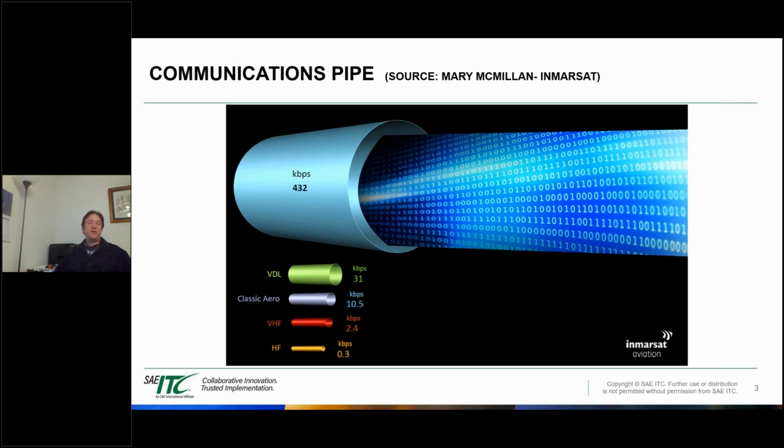So at the very bottom there in yellow, you see high frequency radio, 0.3 kilobits per second. Then you go into VHF, you're at 2.4, classic aero 10.5, VDL mode 2, which is what is commonly used today on radio 31, but you get into satellite Swift Broadband and you see the size of the pipe there, 432 kilobits per second. So greatly improved capabilities over the years. Next slide.